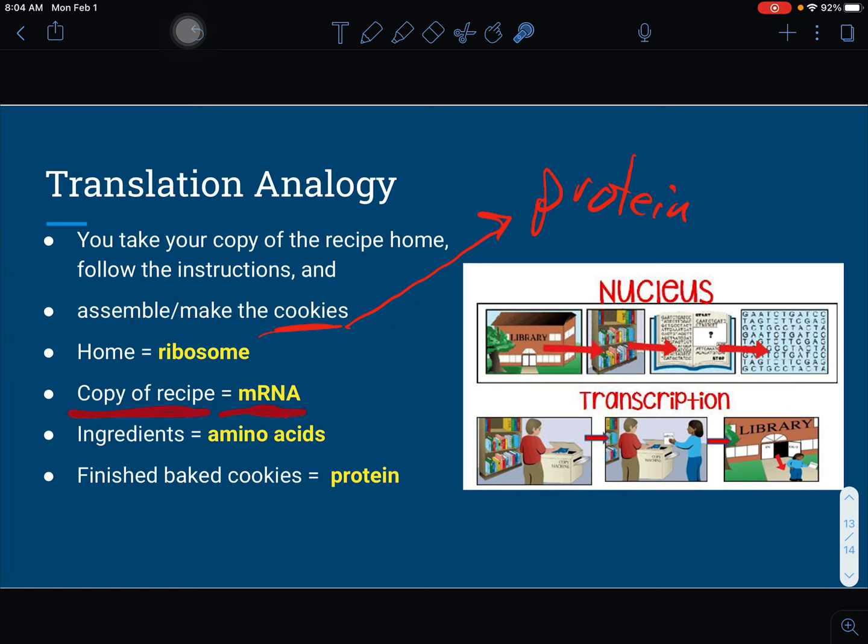The copy of the recipe is still our mRNA. The ingredients of our cookie are the amino acids. So we need flour, sugar, butter, whatever. Those are the building blocks of a cookie, just like the amino acids are the building blocks to make our protein, which is our final product. We're going to make these delicious chocolate chip cookies. And this whole process takes place on the ribosomes.